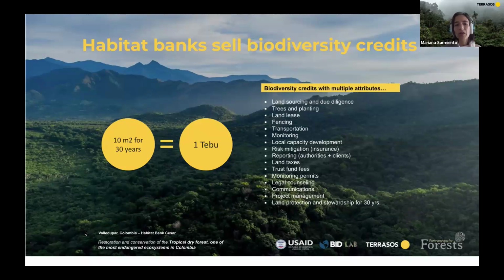So when you purchase a TEBU, you're paying for all the land sourcing and due diligence, the trees and the planting, the land lease, the fencing, transportation, monitoring, insurance that may go with these projects, reporting, land taxes, trust fund fees, legal counseling, communications, project management, and land protection and stewardship for 30 years. So what a TEBU is really, you buy today, but you're ensuring protection for 30 years.